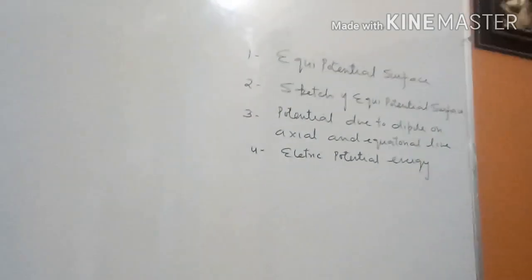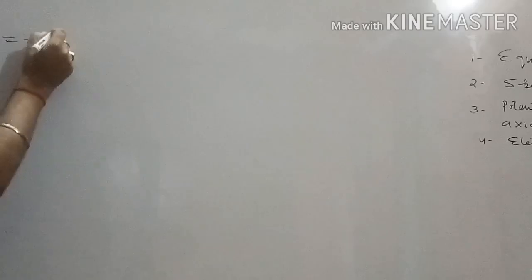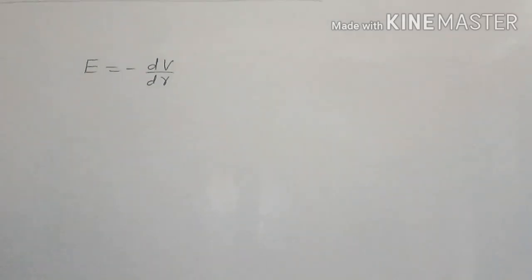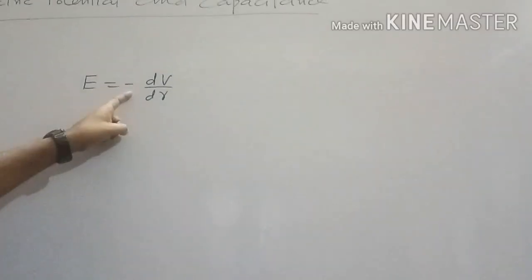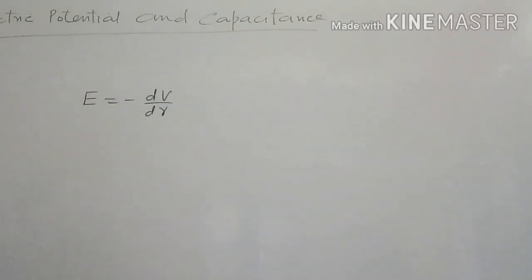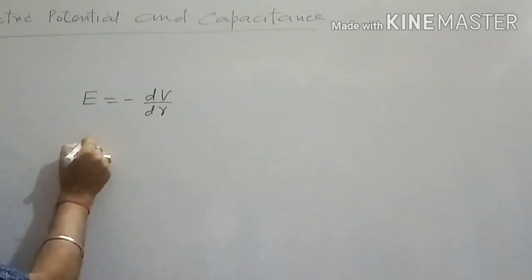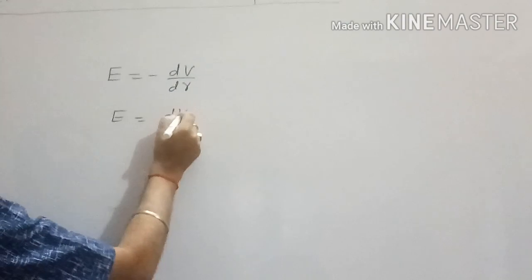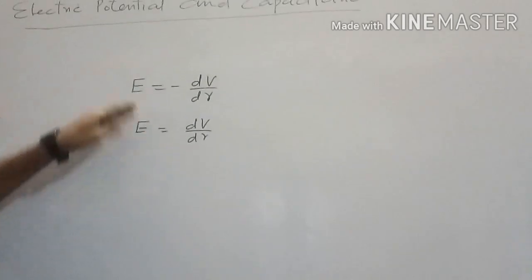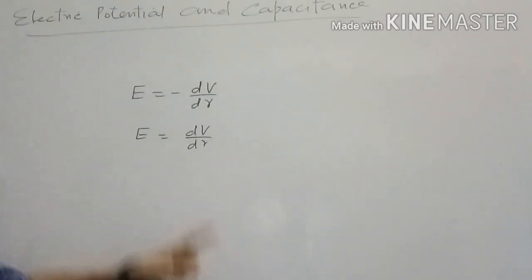Dear students, we shared with you that intensity and potential are related to each other. E is equal to minus dV by dx, or dV by dr. This dV is called the change in potential, and dr is called distance. The minus sign indicates that in the direction of the intensity, potential keeps on decreasing. That is why the change in potential is taken with a minus sign. If we consider only the magnitude of intensity, then we write dV by dr. This will give the magnitude of intensity at any point.